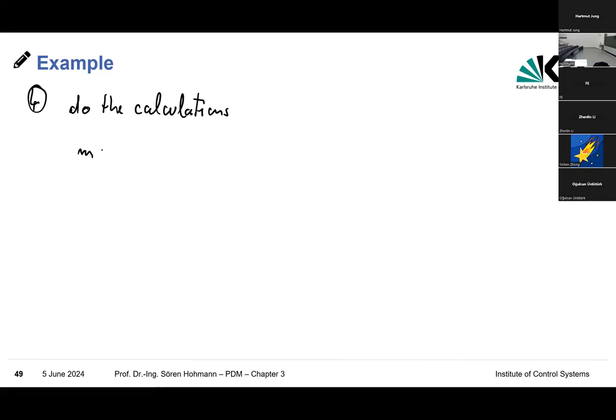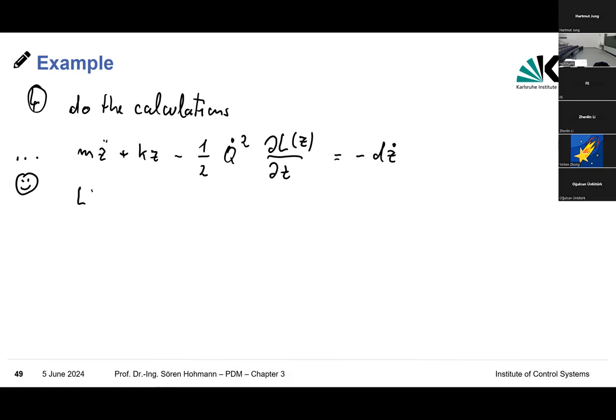Which means in our case, after these three dots, there is some work to do in between, and I leave it out here. So just simple things, what you learned in ODS, just do it. And we end up with the following set of equations. We want to interpret them in a second.